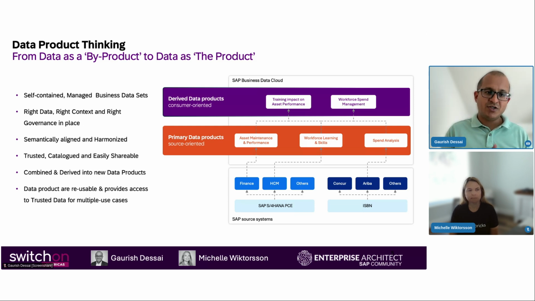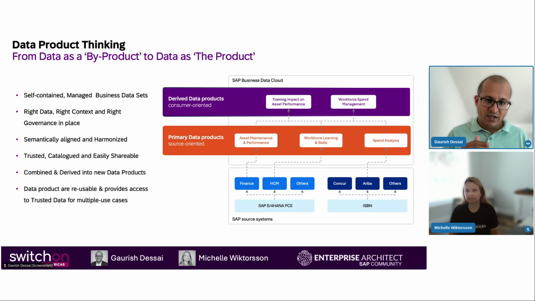It provides you the right data with the right context and the right governance in place, rather than you having to build all of the business context again and again and again. Once it is built and available, it's easily shareable, it has all the semantic alignment, it's harmonized, and it's trusted and cataloged for easy sharing. So once it is created by the IT team, it's made available in the catalog, and the business can use it and be assured that it is correct.